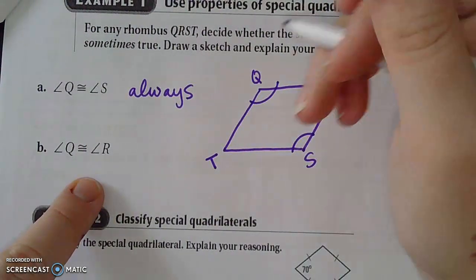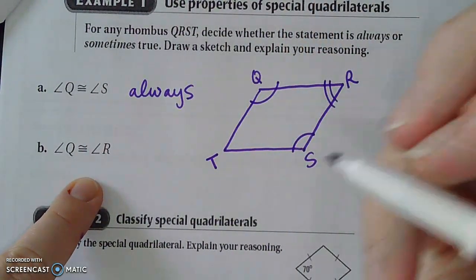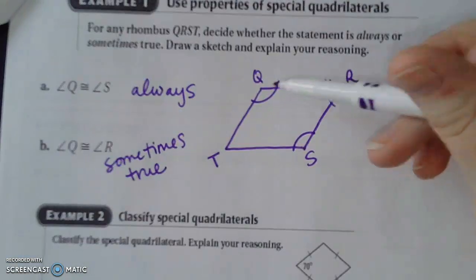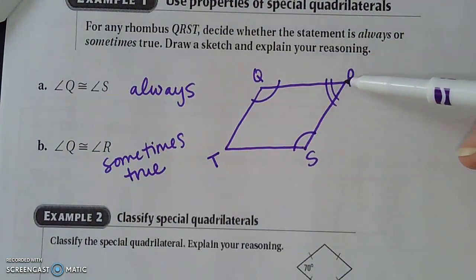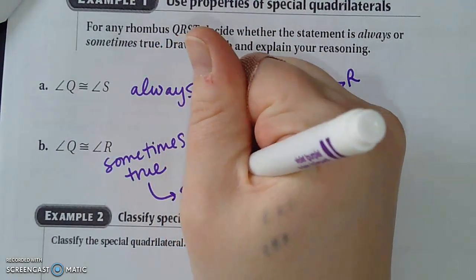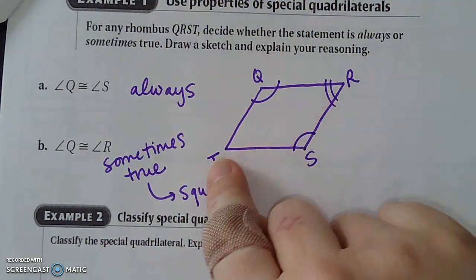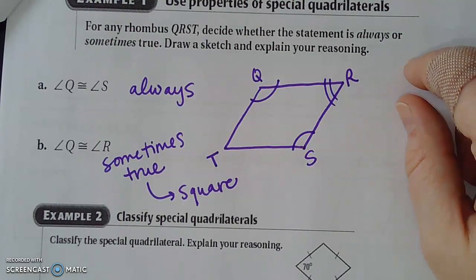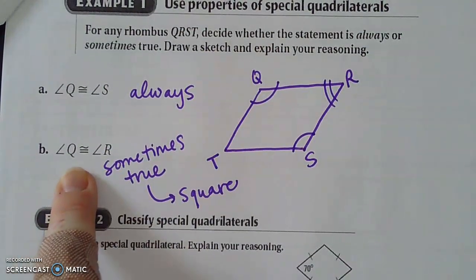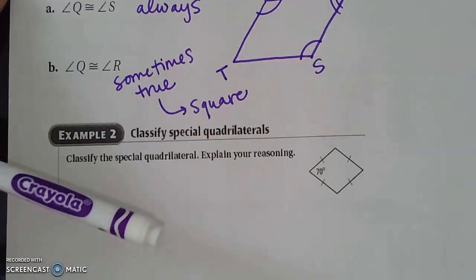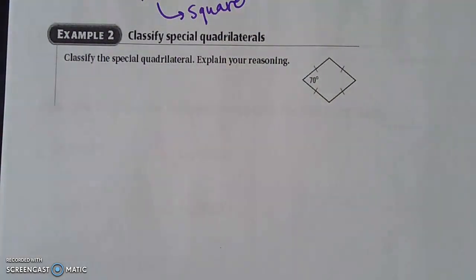Next they say angle Q and angle R, which is actually only sometimes true. This would be true to have Q and R congruent if it were a square, which we can think of as a rhombus. A square is a rhombus, it just happens that all the angles are 90 degrees, right? We see the opposite angles would be congruent, it's just they would also be 90 degrees. So sometimes true. In this case, Q would be congruent to R. A square would be a more appropriate name to give it, but it still is true for a rhombus because a square is technically a rhombus.